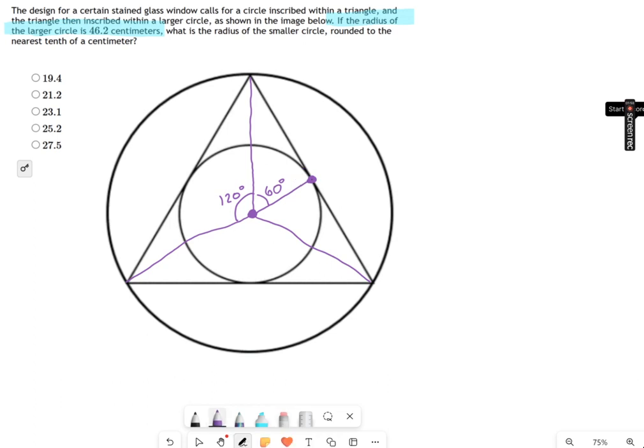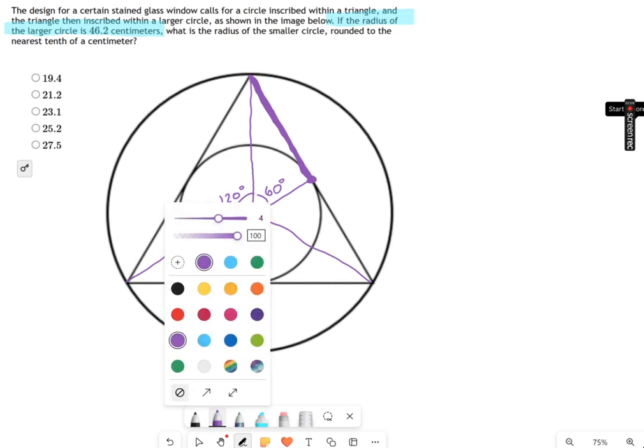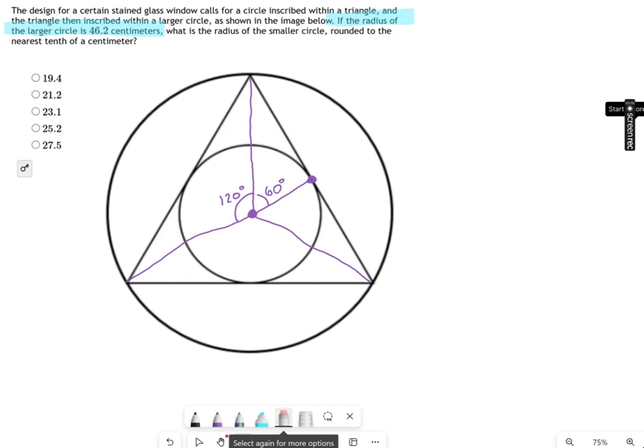Because this line that I'm going to draw in very, very thick purple is tangent. This is a tangent line to the radius of the circle, which means it must be a right angle. Okay, so that's going to be 90 degrees right there. So let's draw in the information we know. We know 60 degrees, we know 90 degrees, which means this one up here must be 30 degrees. Okay, so we've got ourselves a 30, 60, 90 triangle. Very, very useful.